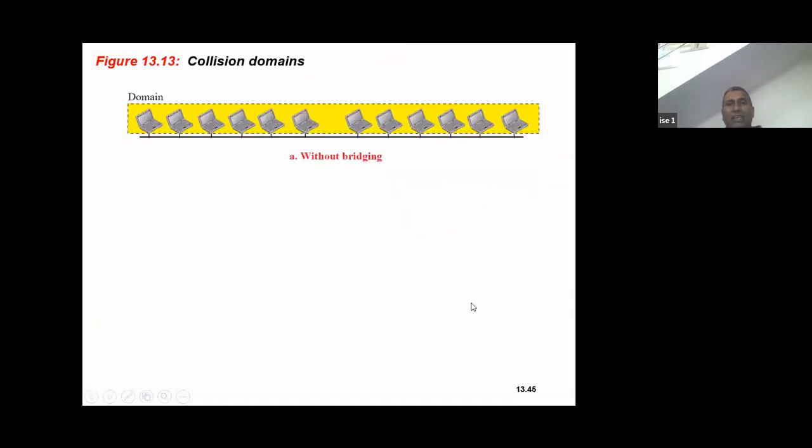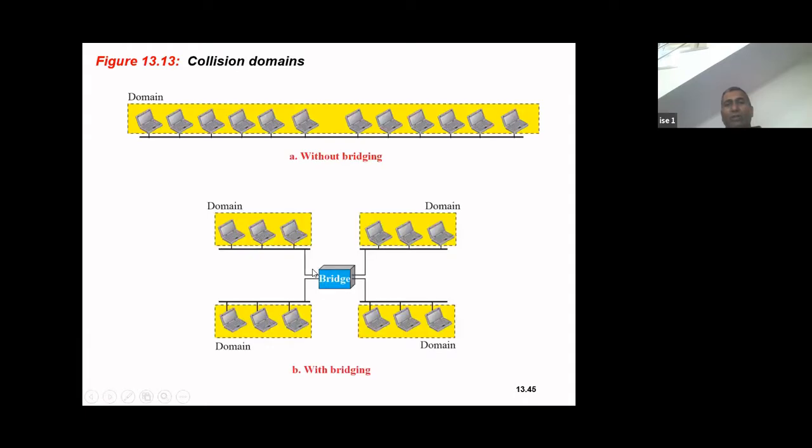And this is another arrangement of bridge. If you want to reduce the collision domain still further, see here what I have done: this LAN is domain 1, domain 2, domain 3, and domain 4. Now each LAN has 10 Mbps and will support a data rate of 10 Mbps. Now 10 Mbps is divided among only three systems, so 10 divided by 3, roughly 3.33 Mbps of data rate is allocated to each station.